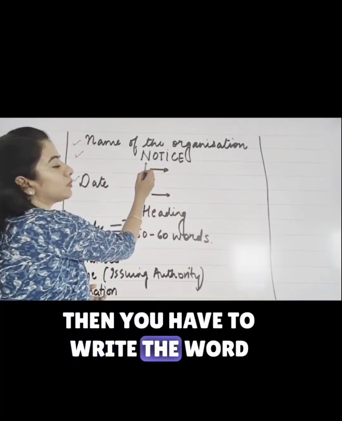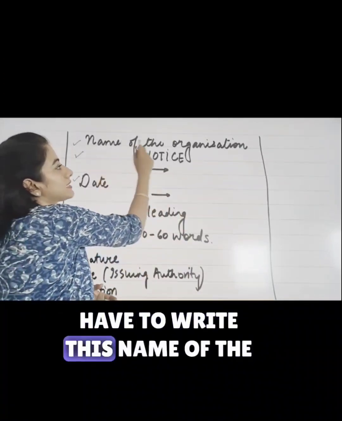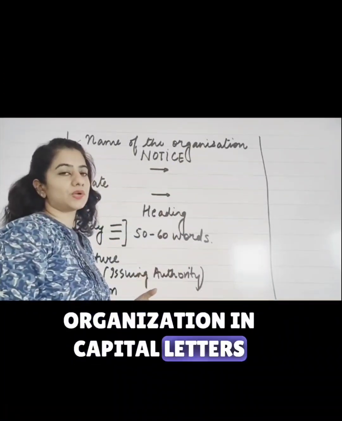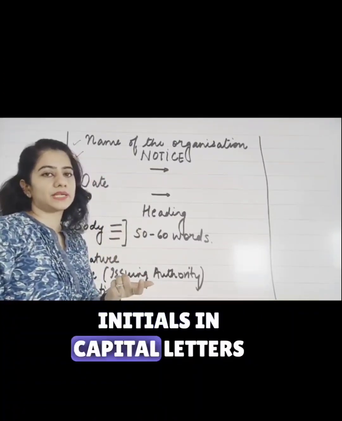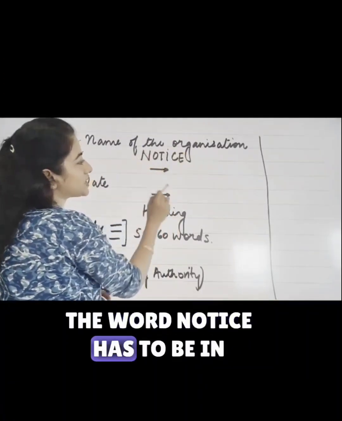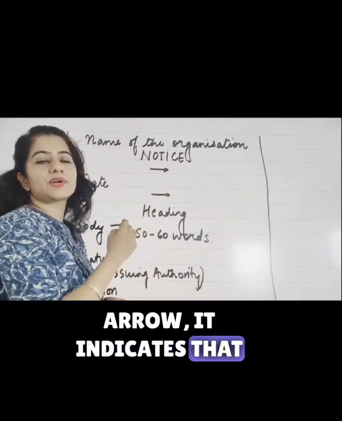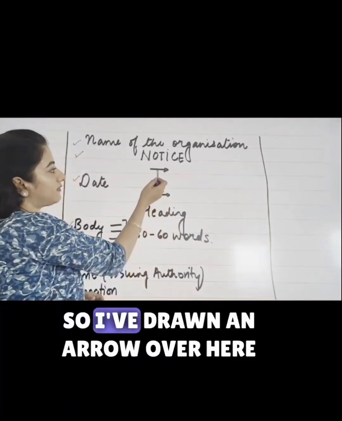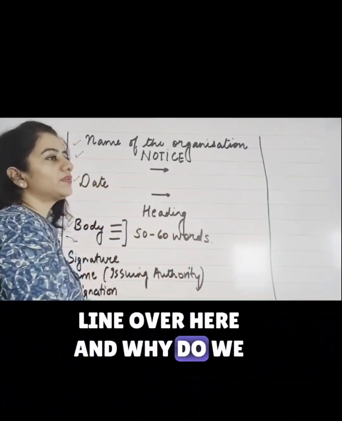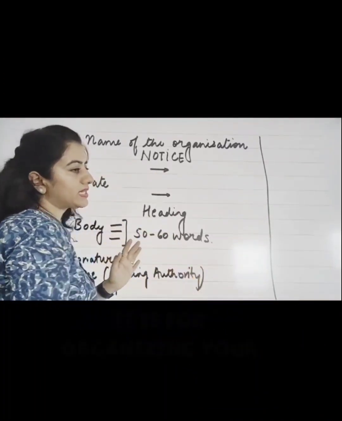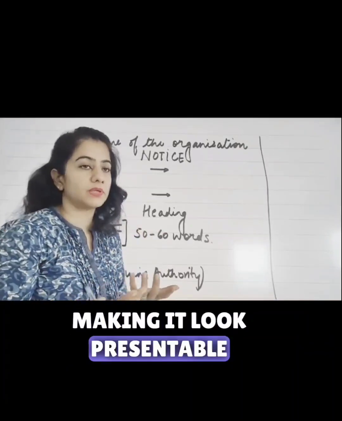Then you have to write the word notice in capital letters. Some children ask me whether they have to write the name of the organization in capital letters or not. It is up to you to write it in capital letters or just the initials in capital letters. After this, the word notice has to be in capital letters. Wherever I'm drawing this arrow, it indicates that you have to leave a line. I've drawn an arrow over here and it clearly shows that you have to leave a line here. And why do we need to leave a line? It is for organizing your content beautifully and making it look presentable.